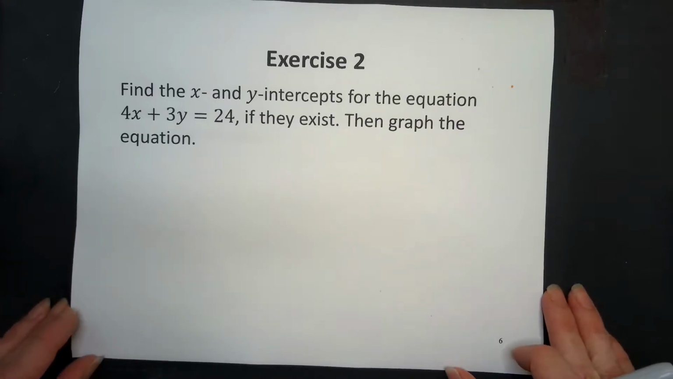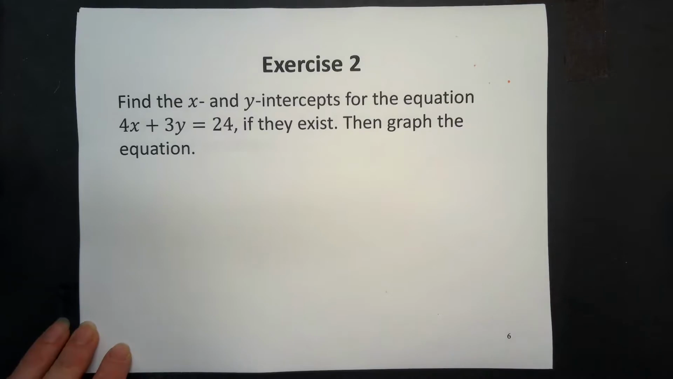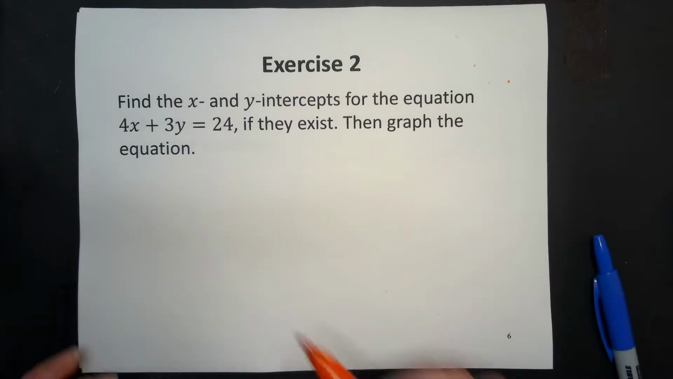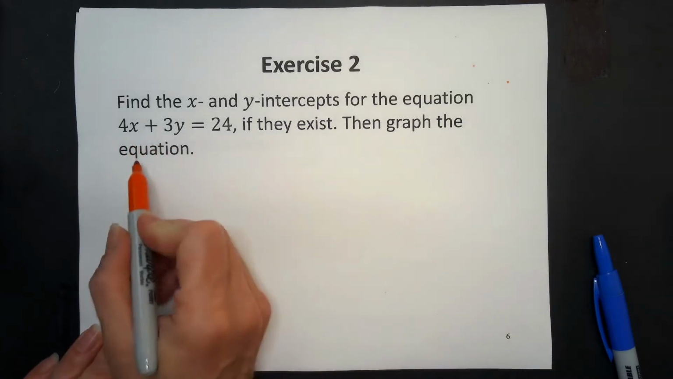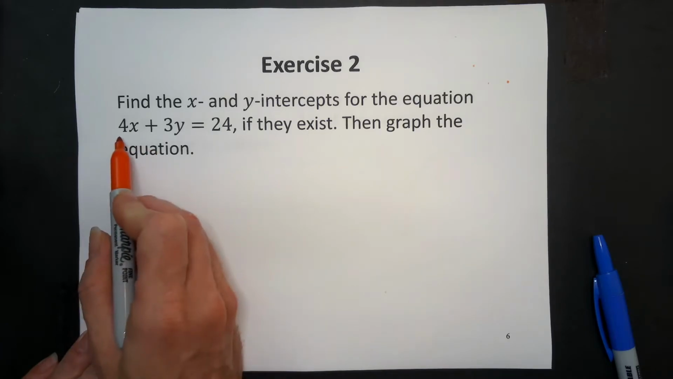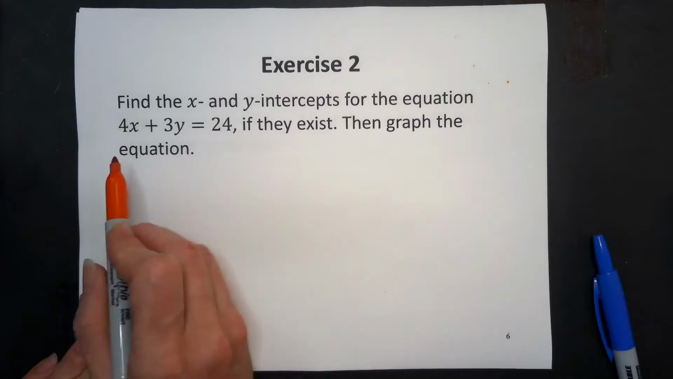Alright, so here it says find the x and y intercepts of the equation of the graph, if they exist, and then graph the equation. So they give us this right here, and it's already in standard form. We've got 4x plus 3y equals 24.